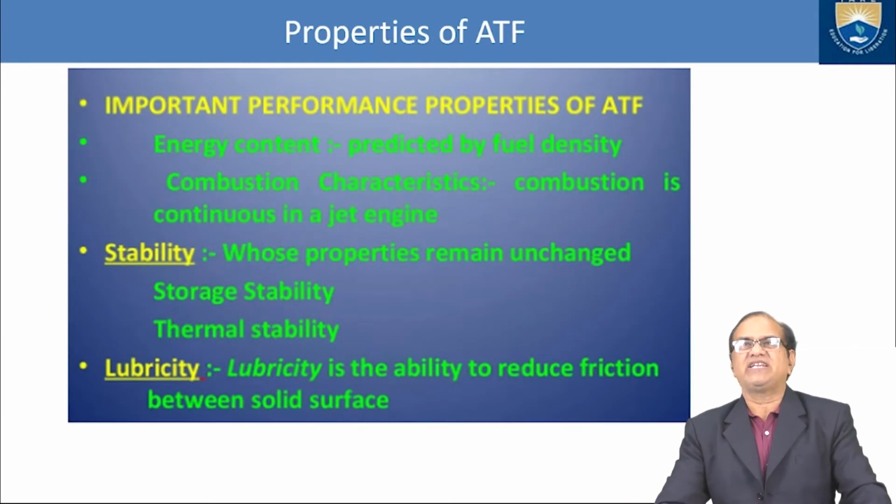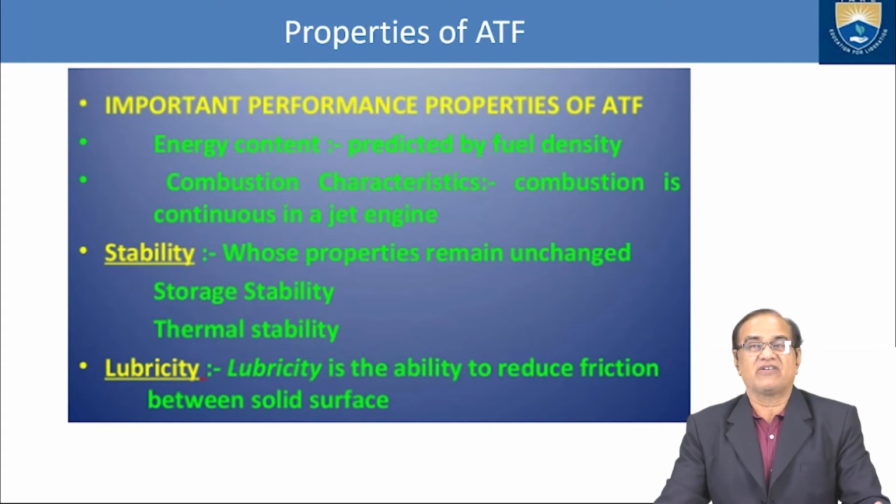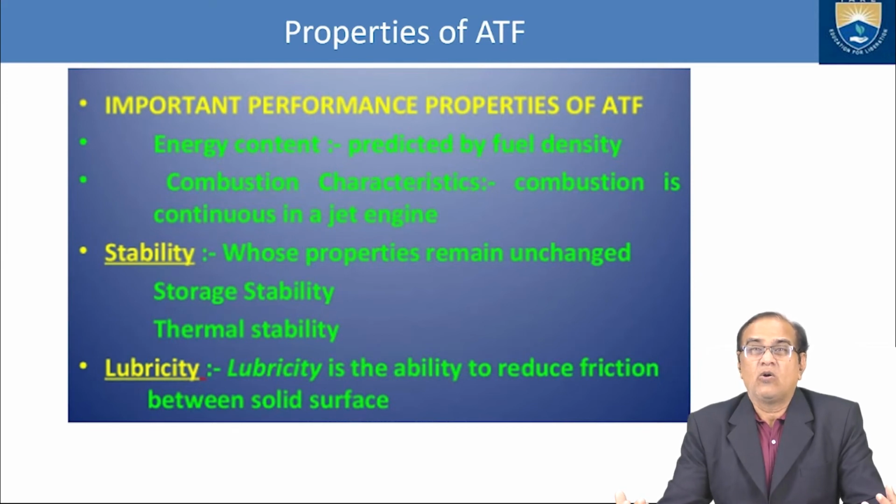So, properties of the ATF. Important performance properties of ATF, or aviation turbine fuel, is energy content. It should be predicted by fuel density. So, how much energy it is carrying, how much calorie of energy it can sustain, or while burning the fluid, how much power it can generate. This is dependent upon its density, and so density has to be very consistent. Combustion characteristics, that is, combustion is continuous in a jet engine.